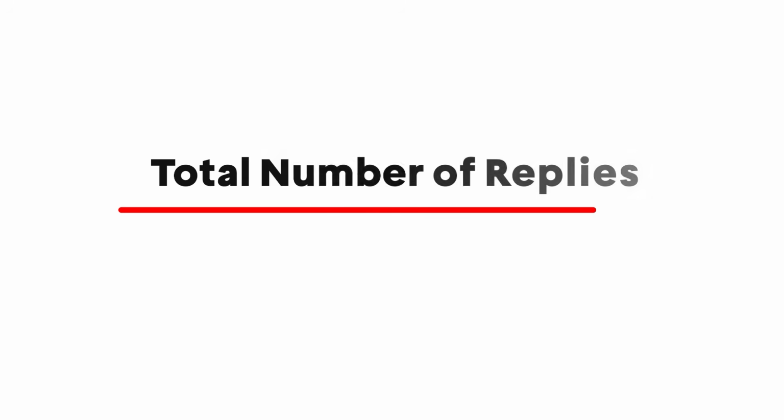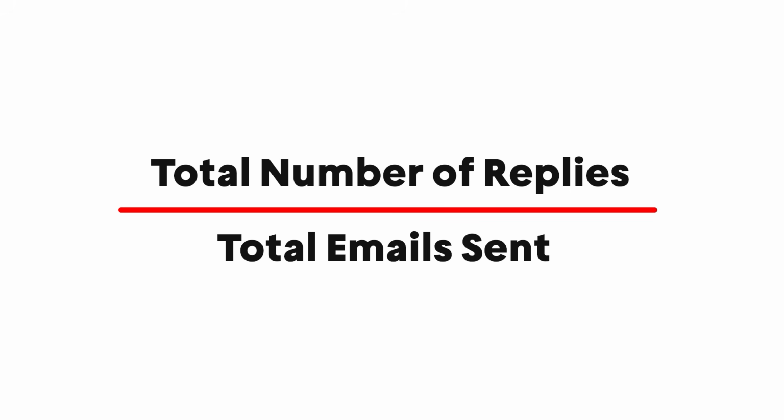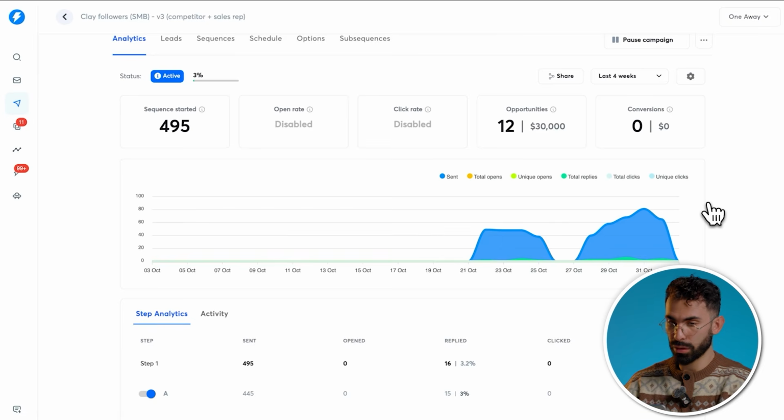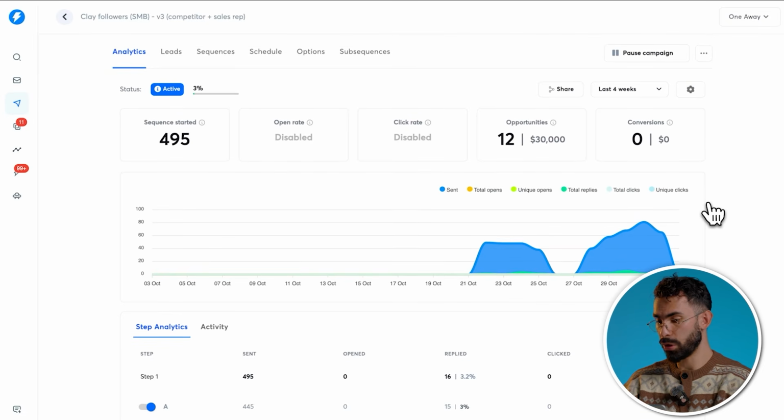Engagement rate. This is the total number of replies, positive, neutral, and negative, divided by the total emails sent. A high engagement rate shows that your emails are resonating and, most importantly, being delivered to the prospect's primary inbox. Now let's have a quick look at what the analytics dashboard looks like in Instantly.